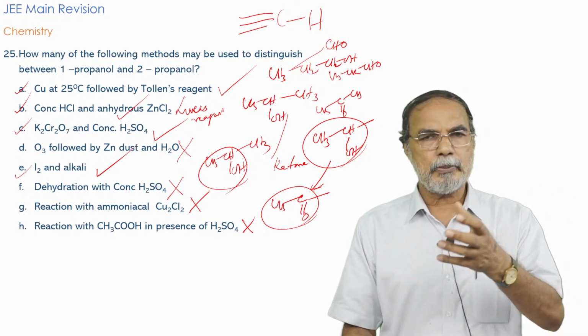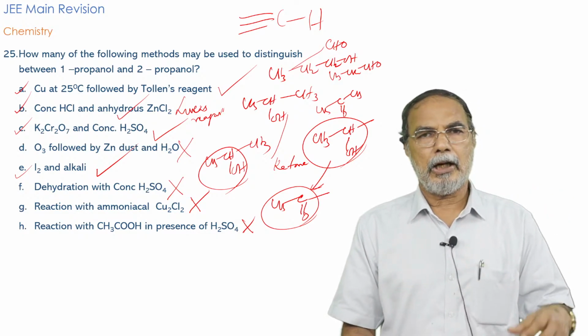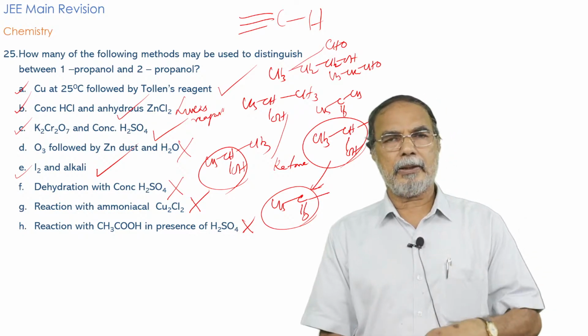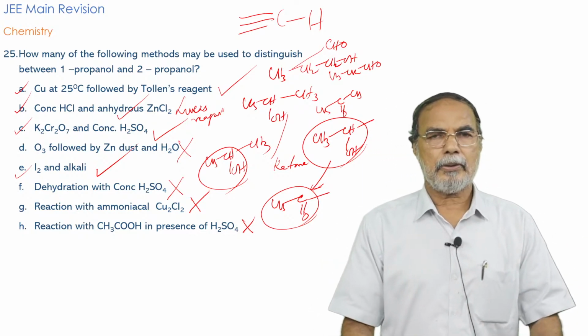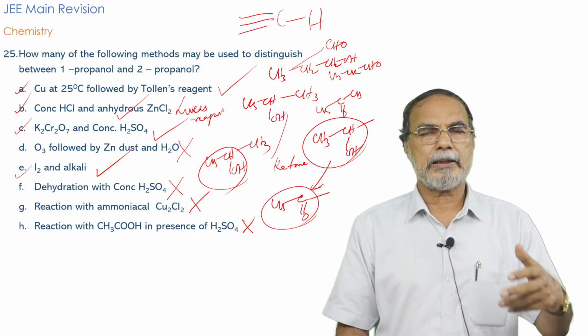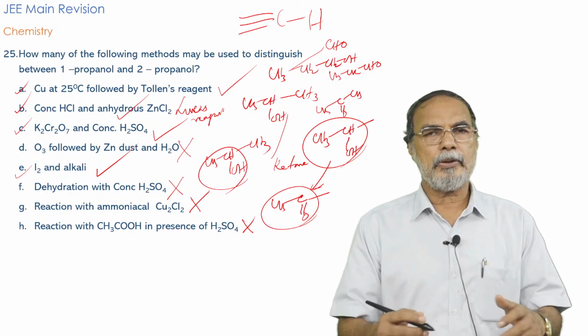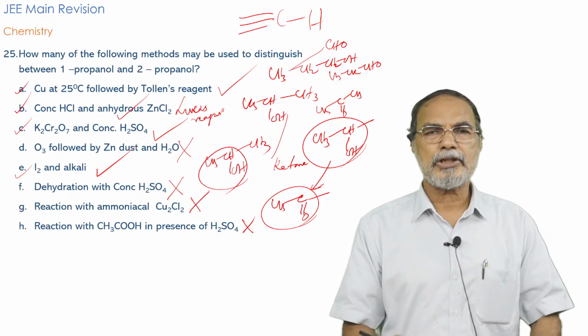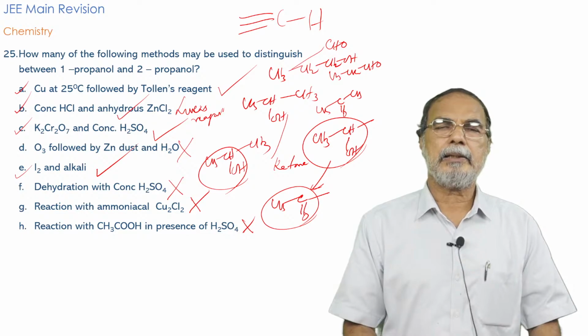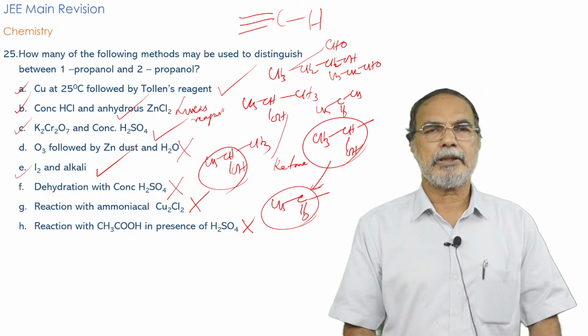What are the possible solvolysis products? How many isomeric products are obtained during the monochlorination? Or how many products are obtained during the acid catalyzed hydration? Or how many of the tests can be used to differentiate between? Such questions are often asked as single digit answer questions in the JEE Main question paper.